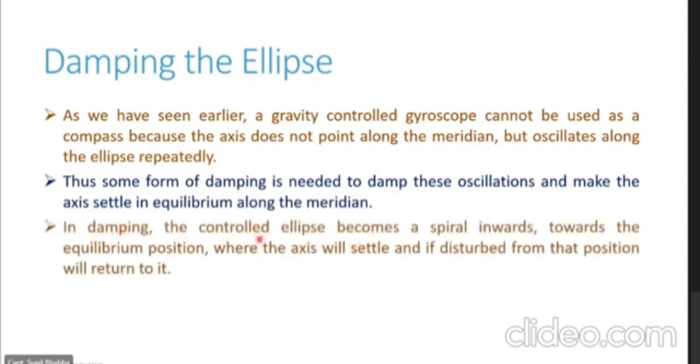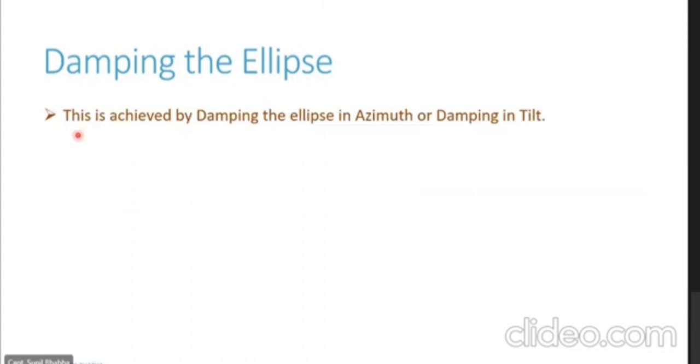Now, with damping, the controlled ellipse becomes a spiral inwards towards the equilibrium position where the axis is going to settle down. What is also important to note is that if the axis is disturbed from this settling position, the axis has the capability to return back to the equilibrium position. This is achieved by damping the ellipse. This damping is possible in two different ways. The ellipse can be dampened in azimuth or it can be dampened in tilt.